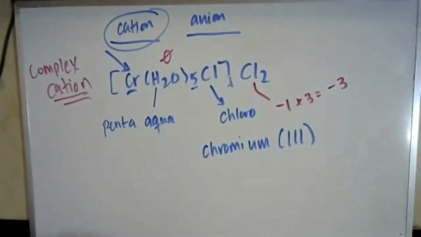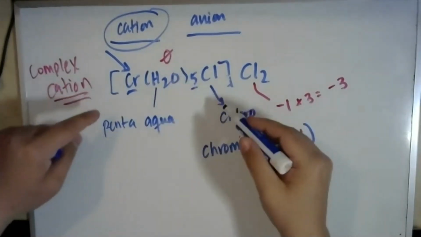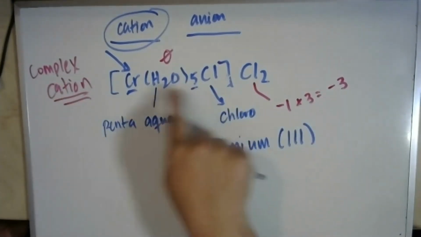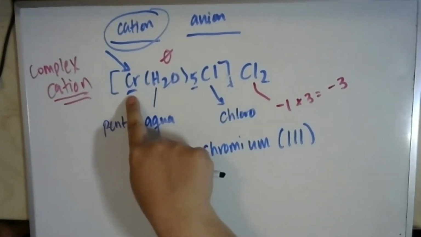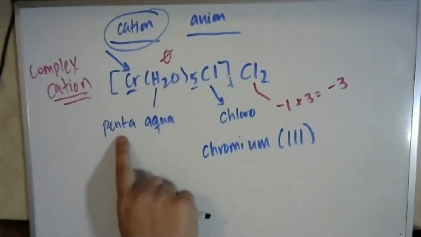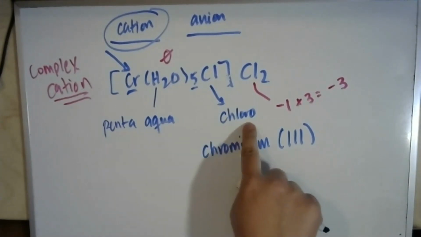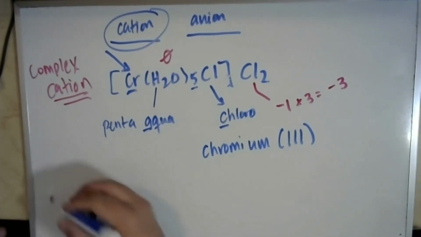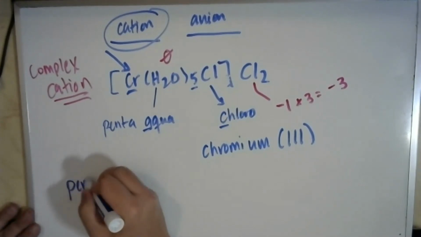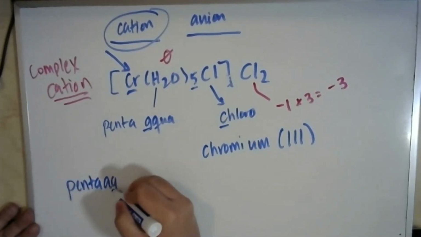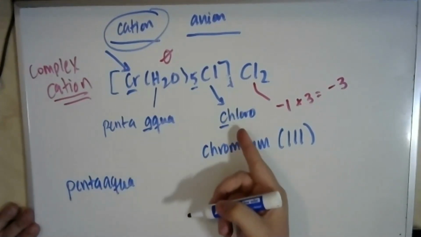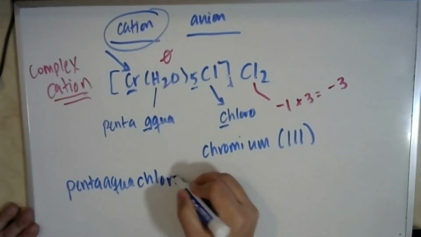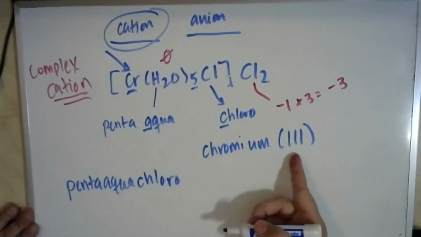Okay, so to name this cation, we're going to name the ligands first, and we're going to name the metal last. Okay, so we already have our ligands in alphabetical order. We're going to put A first, C second. So it'll be pentaaqua. There's only one chlorine, so I can just write chloro. This is chromium 3.